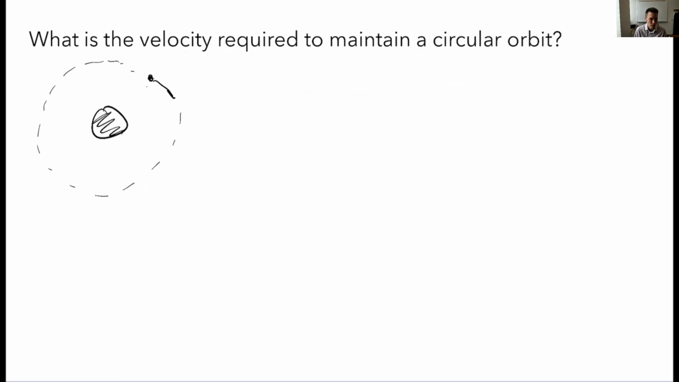And we'll specify what that radius is, right? We'll just call it some generic R for now. I want to get to this R. What velocity do I need? Okay, so pause, take a few minutes or so, see if you can solve this.